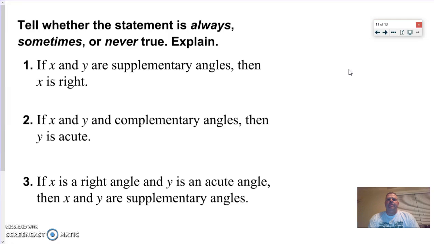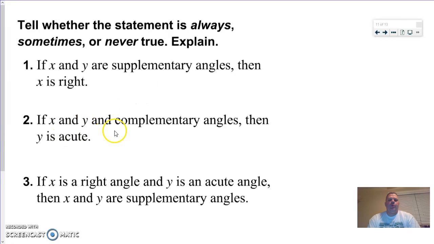Please tell whether the statement is always, sometimes, or never true. Pause the video, allow students to try to come up with these, and start it when you are finished. If x and y are supplementary, that means they add up to 180 degrees. It is sometimes, because we could have two 90-degree angles.